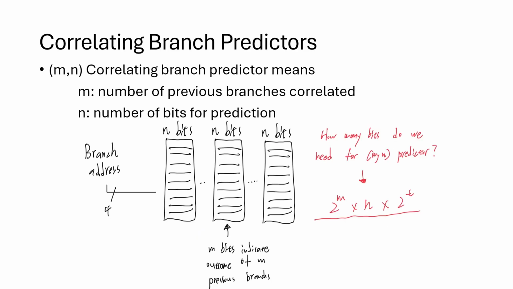And then is the notation of (n, m). The n means the number of previous branches correlated, and the m is the number of bits for prediction. So if n is 1, it means using the outcome of the previous 1 branch executed and using a 1-bit branch predictor. So the original 2-bit counter would be the (0,2) predictor. And how many bits do we need for the predictor? The formula is 2 to the power of n times 2 to the power of m.